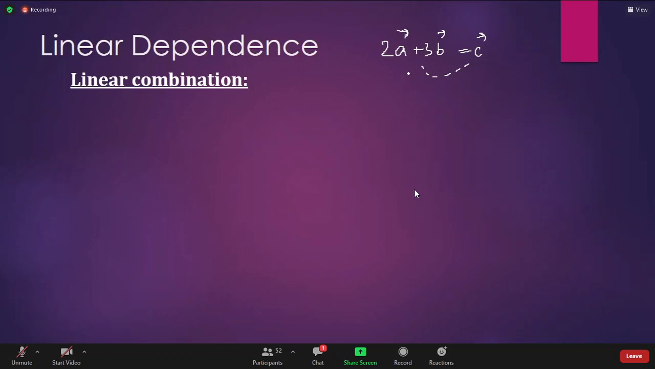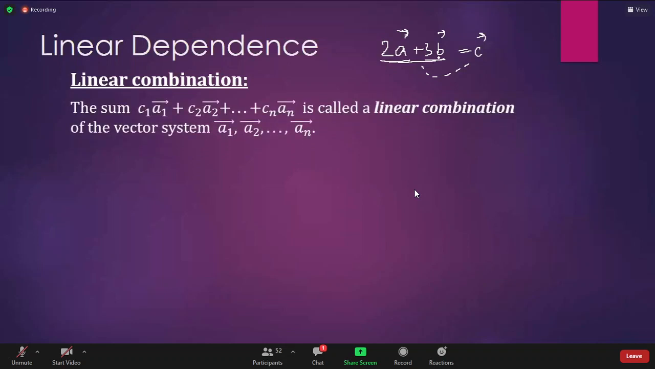in this case 2 and 3, so that from those two vectors I can build my new vector. In other words, a linear combination is simply the sum of vectors multiplied by some numbers, just like we did with matrices and rows and determinants and rows. A linear combination of a vector system doesn't have to be just two vectors, it could be n vectors. Each of these vectors is multiplied by a different number: C1 times vector A1 plus C2 times vector A2, and so on.